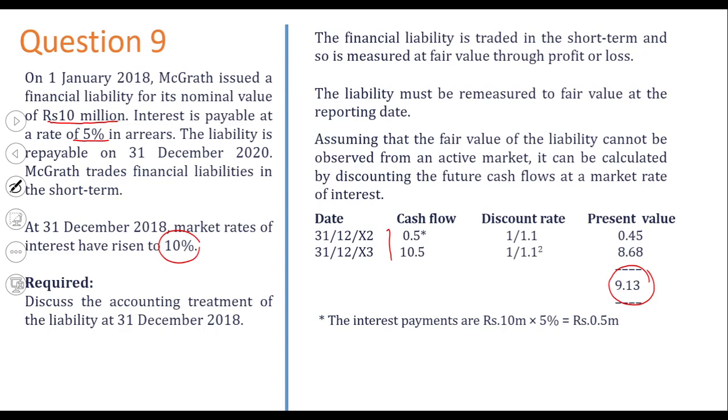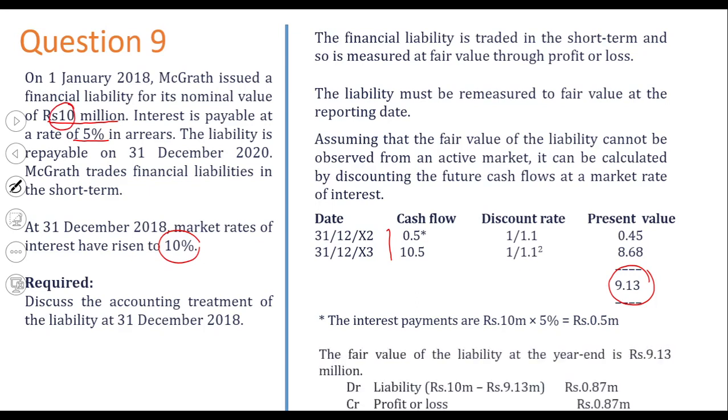And this difference, in the sense this 10 million and 9.13, that is 0.87 difference. You should recognize that in the P&L. Liability debit, because you have this liability.